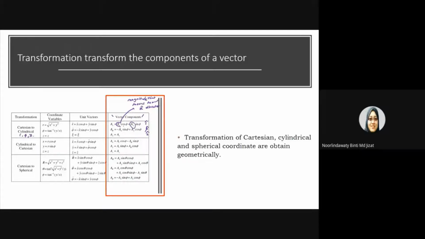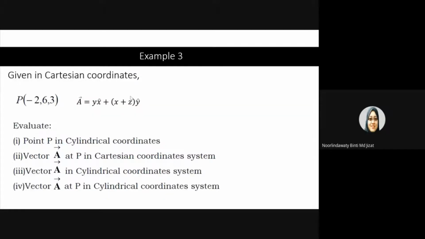So every other thing here is already changed to the cylindrical. So this one doesn't need to change. They already have their own properties. This one is already changed to the cylindrical. Okay, now let's look at the example.